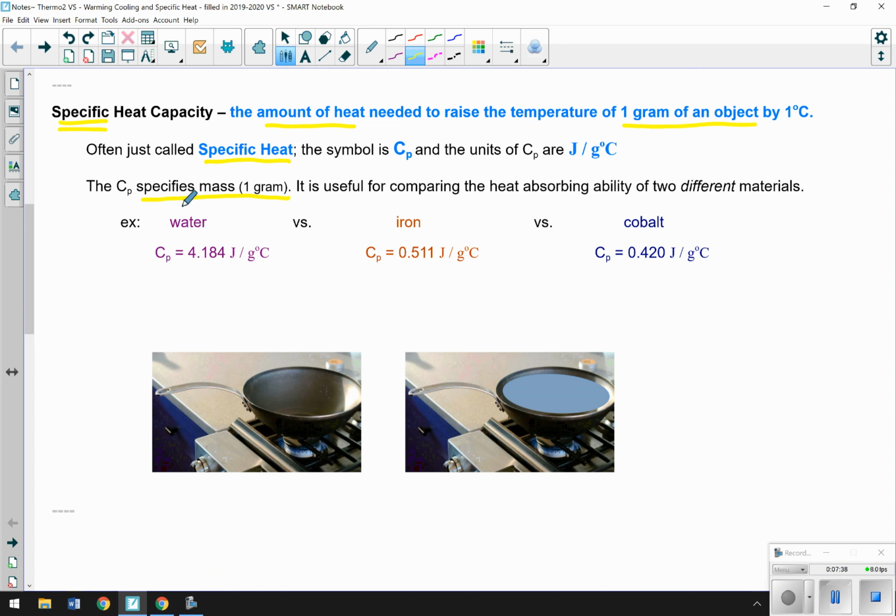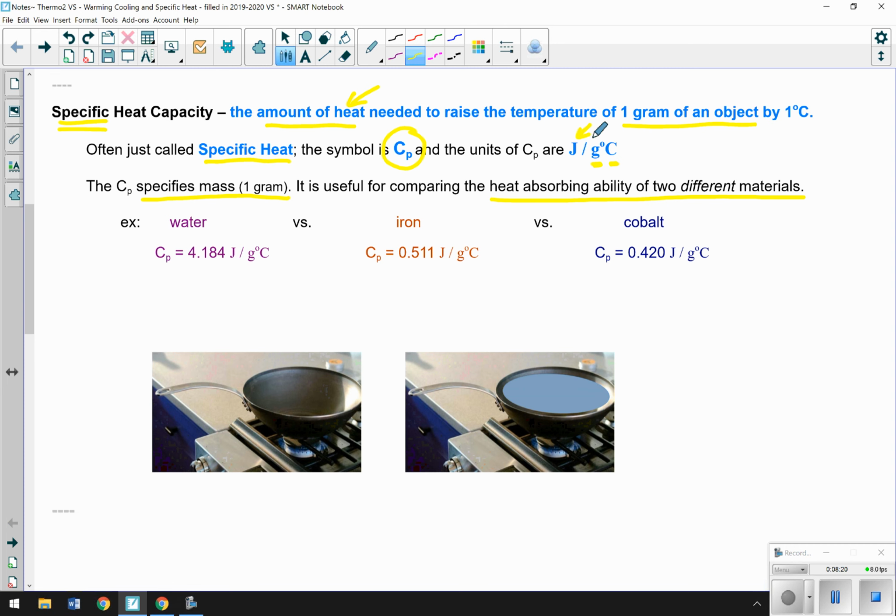This makes the specific heat, with a symbol of Cp for capacity, I guess, useful for comparing the heat absorbing ability of two different materials. Let's see how that happens. Specific heat is a physical property for any compound or substance, and its units are joules, because that's how we measure heat. We learned that last lecture. Per gram, because it's for every 1 gram, and for every 1 degree C, how many joules does it take to raise that 1 gram by 1 degree C?